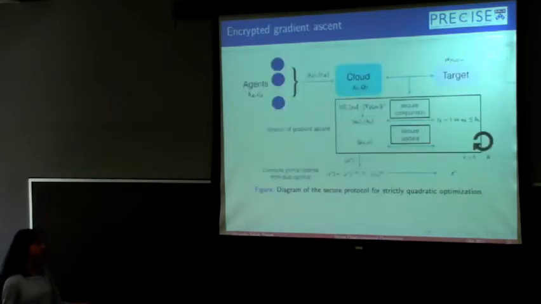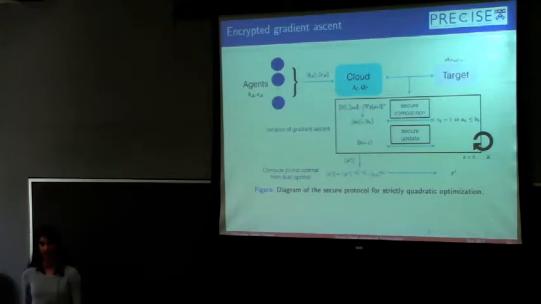So I'm going to describe the flow of the protocol, and then I'm going to go into the details of the steps. So basically, the agents just have to encrypt their data and send it to the cloud. So from their side is minimally computationally intensive.